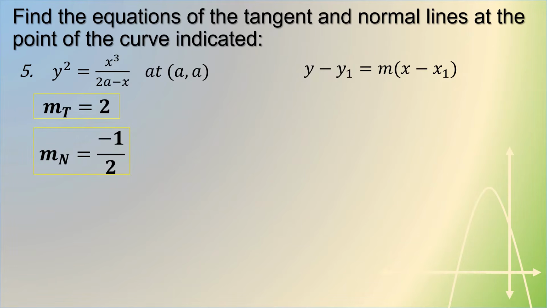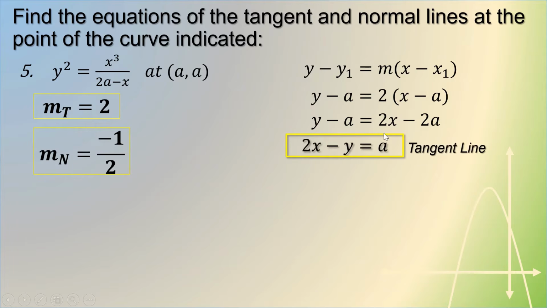And so finding for the equation of our tangent line, our y1 is equal to a. Our slope for the tangent line is 2. And our x1 is also a. And then distributing 2 to x and a, that is 2x minus 2a. And so our tangent line equation is equal to 2x minus y equal to a.